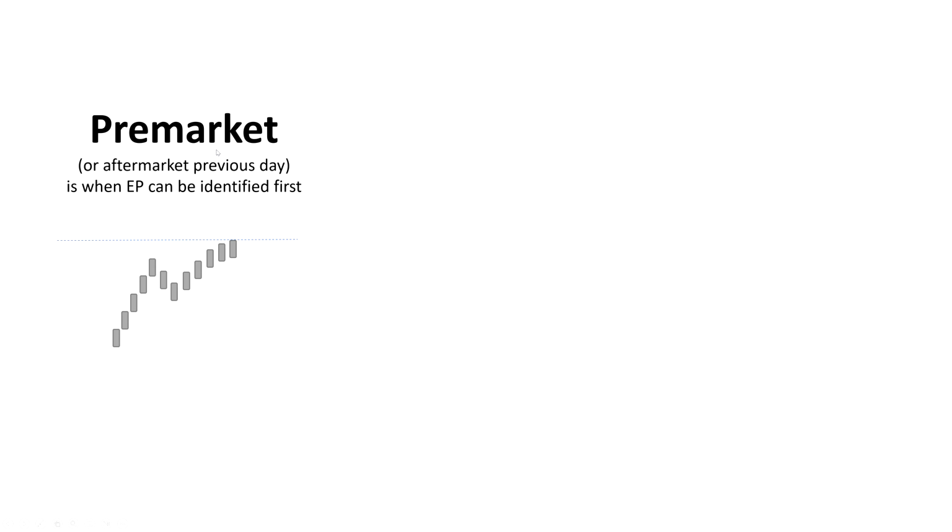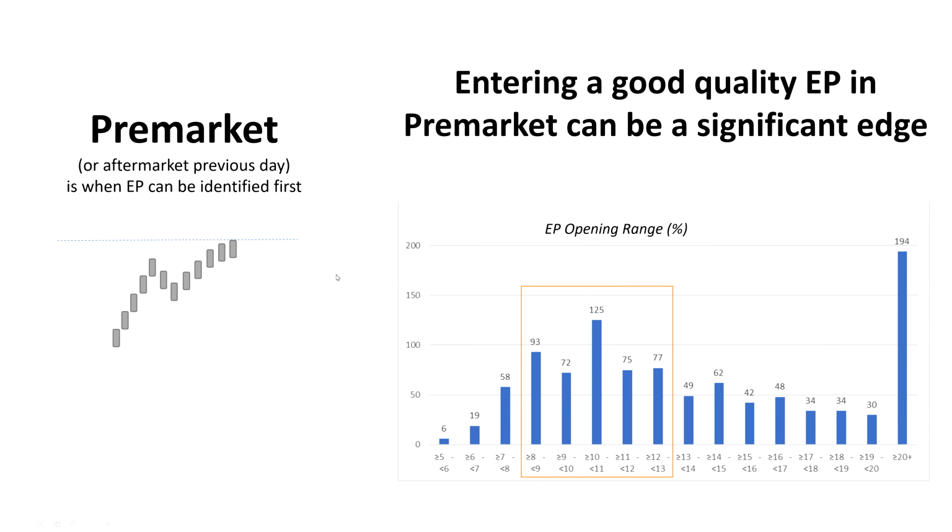So the pre-market is important because this is the first moment where you can see that something unusual happens in the stock, and it's where the EP can be identified first because of the traded volume and the move that happens in the pre-market. So basically someone knows something about that, or a group knows something about that stock, and it starts to show an unusual behavior. You'll see a little bit later that entering a good quality EP in the pre-market can be a significant edge. This is a chart that shows EP opening range.